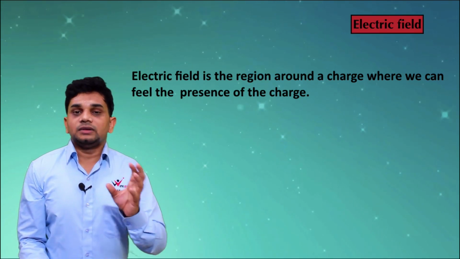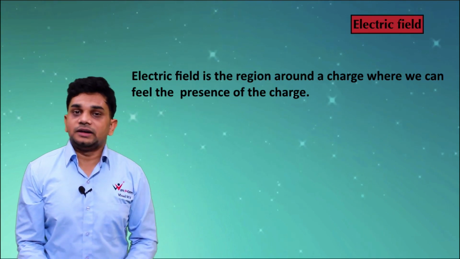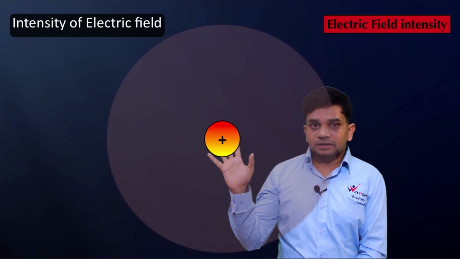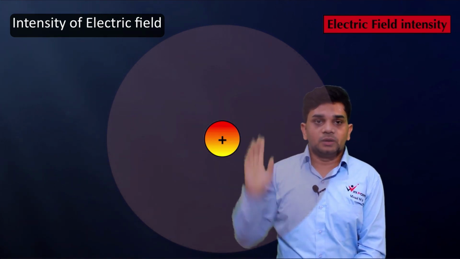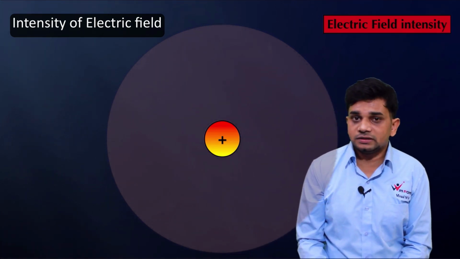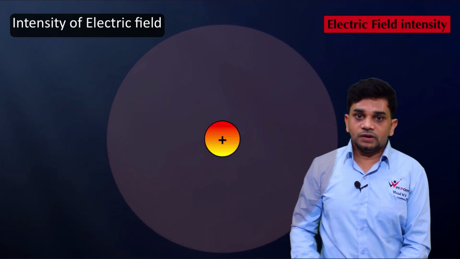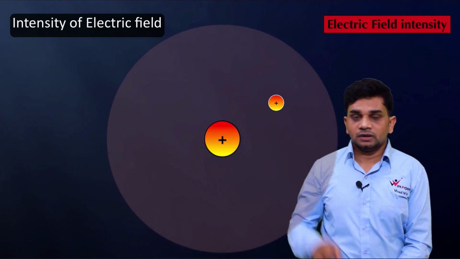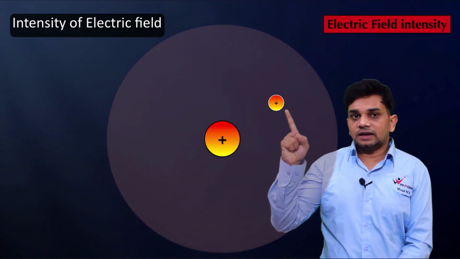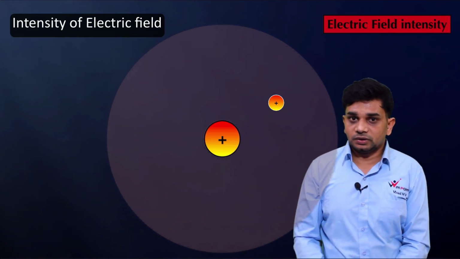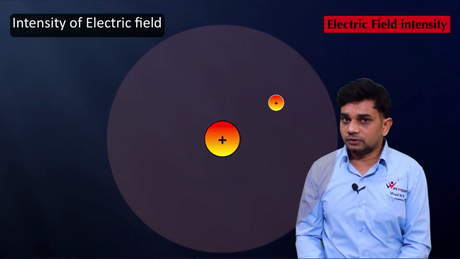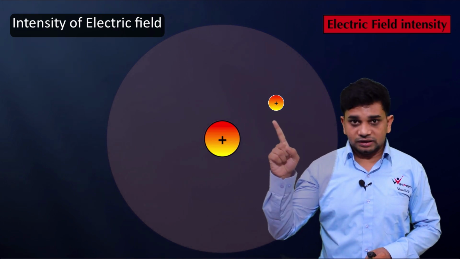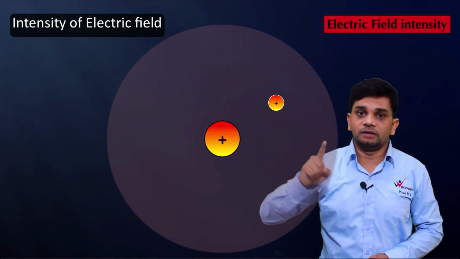Now let us discuss another topic, electric field intensity. We are considering a charge here, and the region around the charge where we can feel the presence of the charge is the electric field. We are placing a charge inside this electric field, and this charge is experiencing a force. It can be repulsion or it can be attraction. Here it is a positive charge, so it will be repulsion.